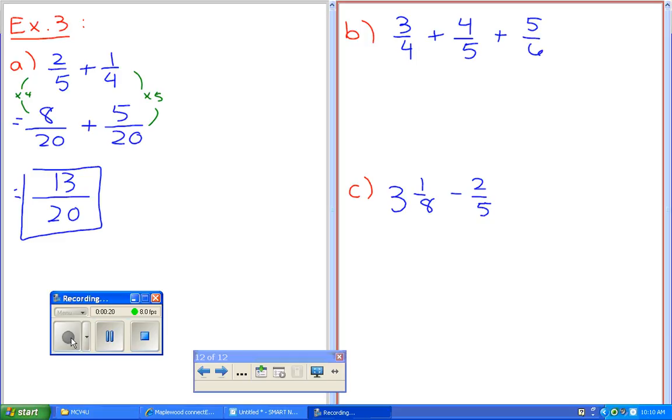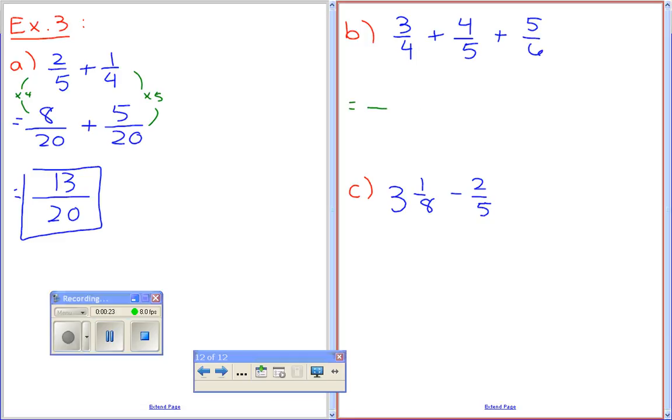Now this is what makes fractions not difficult, because fractions aren't difficult. You guys shouldn't be afraid of fractions. Okay?